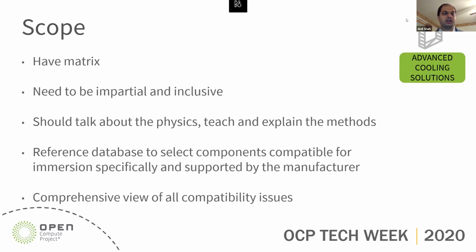The scope of this work group is to have a matrix. We want to be impartial and inclusive. We are going to talk about the physics. We want to teach and explain the methods. We want to create the reference database to select components compatible for immersion specifically and supported by the manufacturer. And we want to have a comprehensive view of all compatibility issues. We will be asking our experts what they would like to see in the database, and whether they prefer a white paper or a database, or which kind of format they want to create.